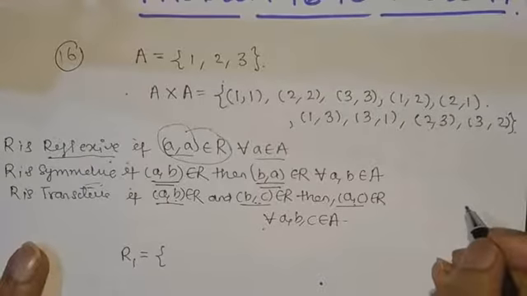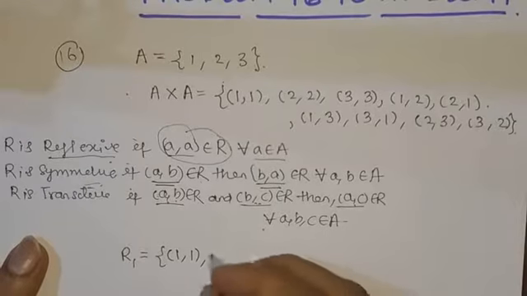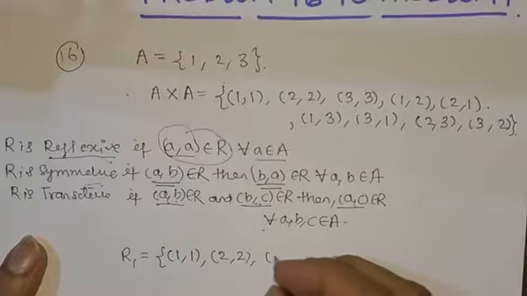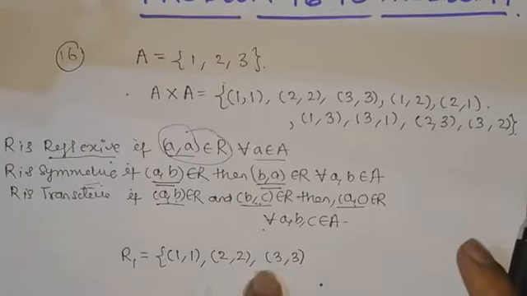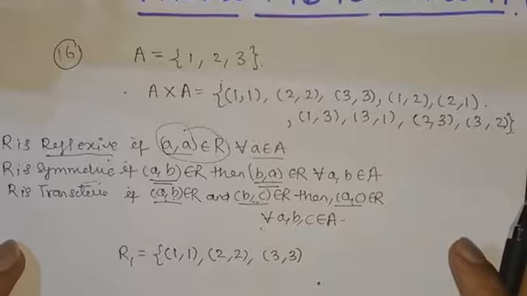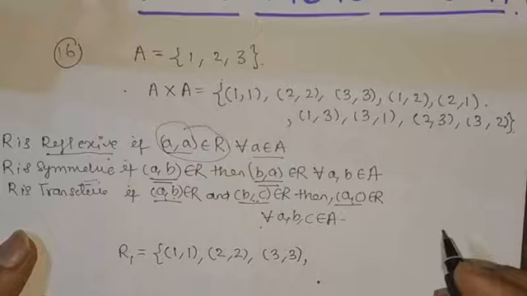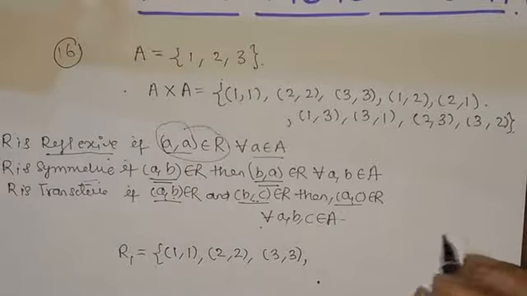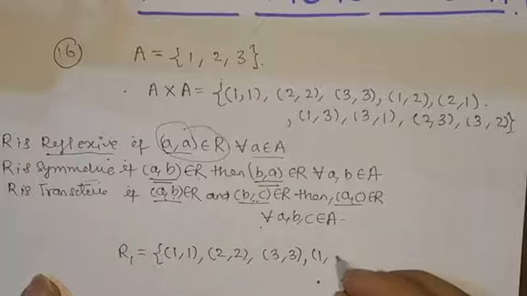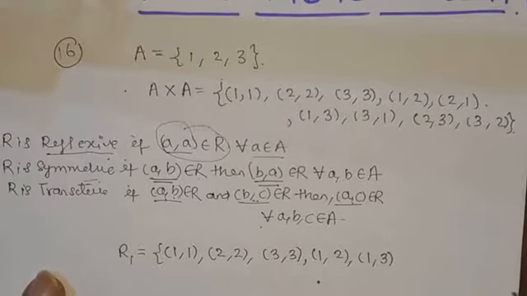Now since the relation is to be reflexive, that means (1, 1) should be there, (2, 2) and (3, 3) should be there. Okay, all (a, a) should be there. Okay, that is compulsorily present in the relation to be reflexive. Now suppose we look at the question. Now (1, 2) and (1, 3) should be there. So we will put in this relation (1, 2), (1, 3), okay, are in the relation.